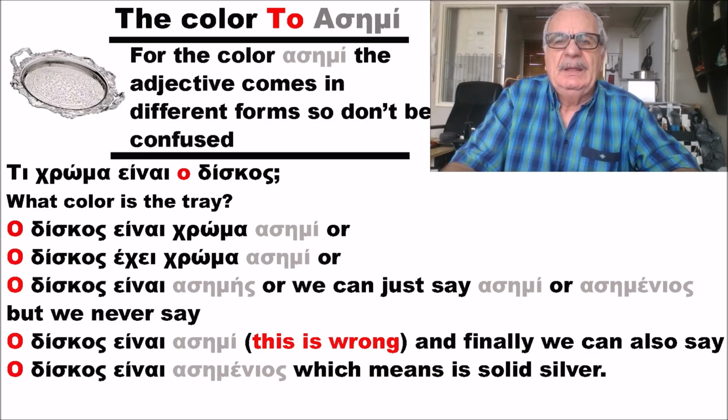Τι χρώμα είναι ο δίσκος? What color is the tray? Ο δίσκος είναι χρώμα ασημί. Or we can say ο δίσκος έχει χρώμα ασημί. Or we can also say ο δίσκος είναι ασημής. Or we can just say ασημί, or ασημένιος. But we never say ο δίσκος είναι ασημή. This is wrong. And finally, we can also say ο δίσκος είναι ασημένιος, which means is solid silver.